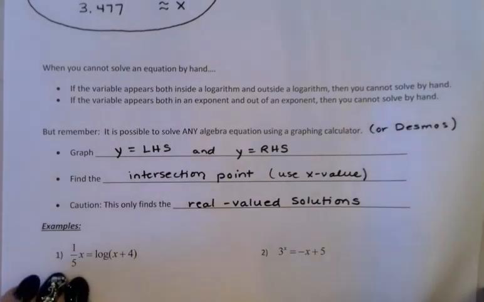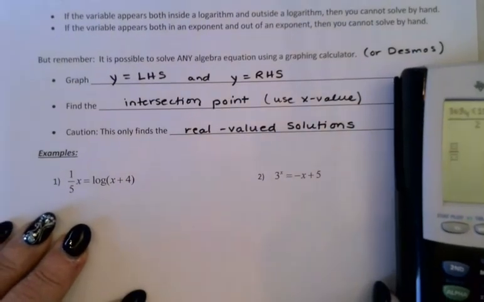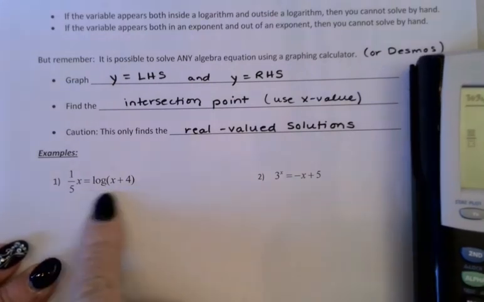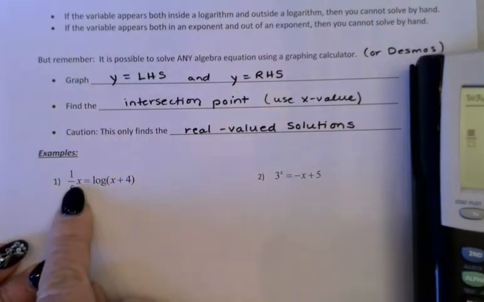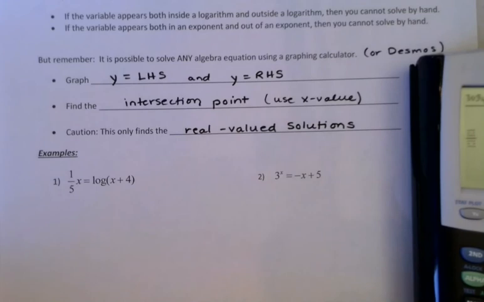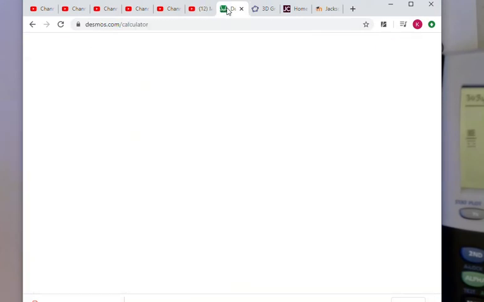If I'd like to solve the equation 1/5 x equals log of x plus 4, I'm going to say right away that there's no point in even trying this by hand because I see here's an x that's not in a log, there's an x that is in a log. When I've got both of those, I know I'm not going to be able to solve by hand. So let's come on over to Desmos.